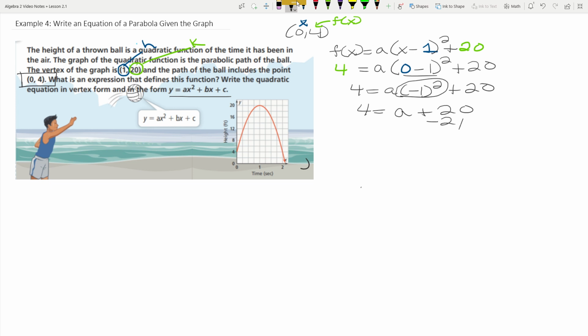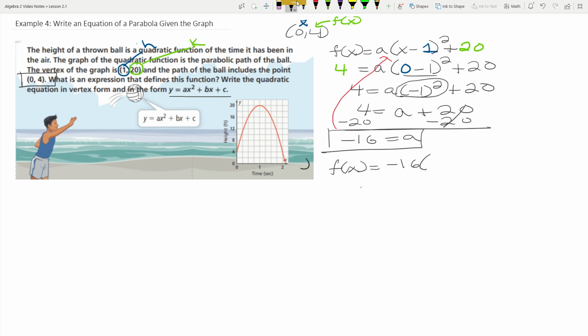Now subtract 20 on both sides. So we have negative 16 equals a. All right, so now we've got a. We can plug a into here and get our vertex form. So we get f of x equals negative 16 times x minus 1 squared plus 20. All right, so that's our vertex form.